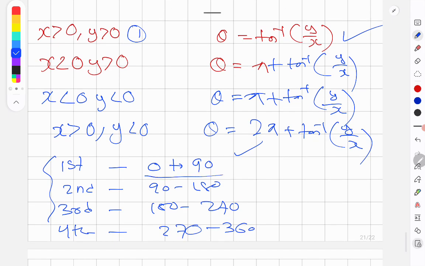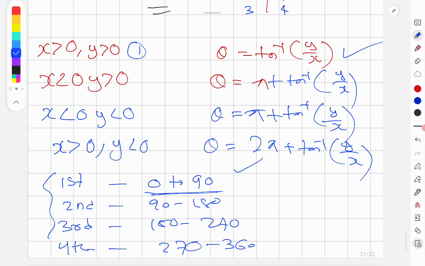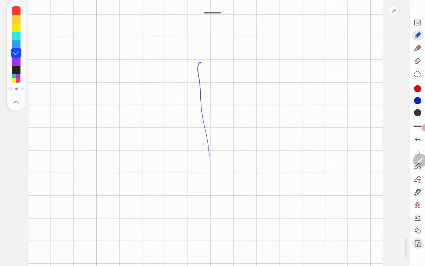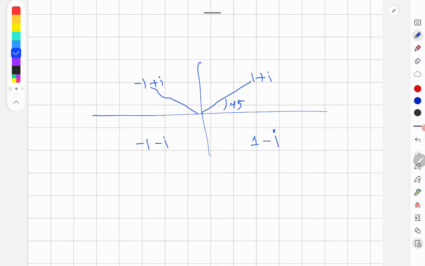If you get the value between 0 to 90, you are pretty sure that you are in the first quadrant. If your x is negative, for example, let me just do it like this. Here you have 1 plus i, here you have minus 1 plus i, here you have minus 1 minus i, and here you have 1 minus i, right? So this one is 45 degrees, and for this one, you have to go from here to here, so it's 45 plus pi, that is 135 degrees.